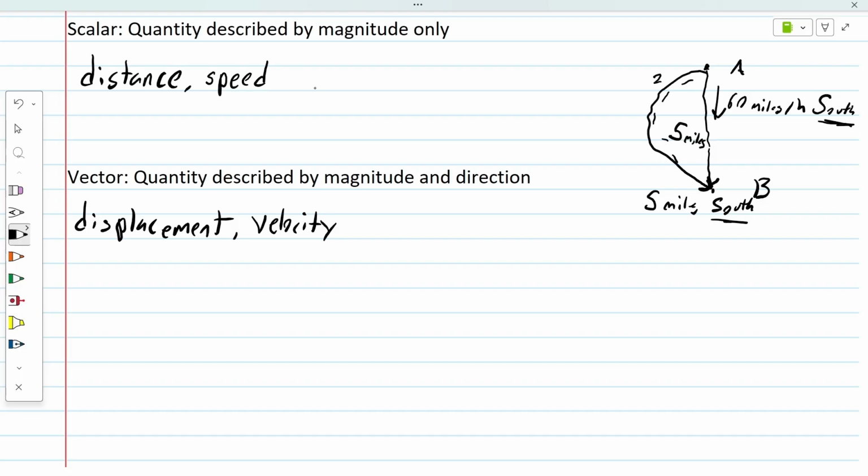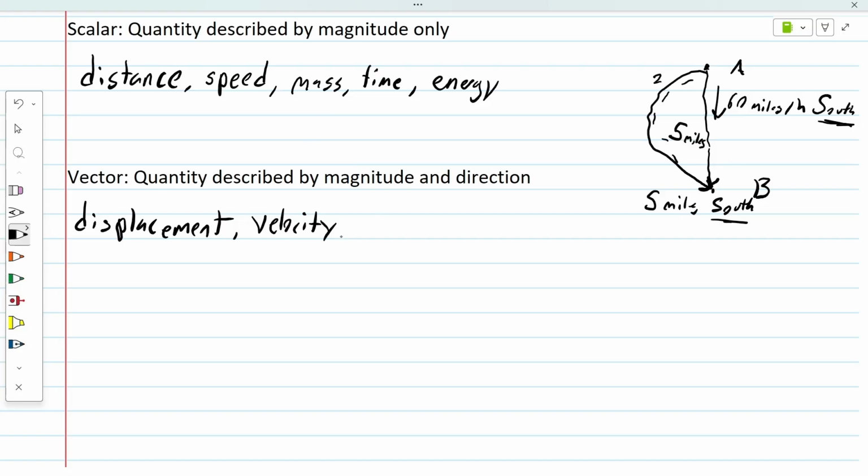A few other scalars that we'll commonly see are mass, time, and energy. These are all scalar quantities. They don't have a direction. Some of these can't have a vector version because a mass does not have a direction. It's just how heavy, kind of. Not heavy really, but you know what I'm saying.